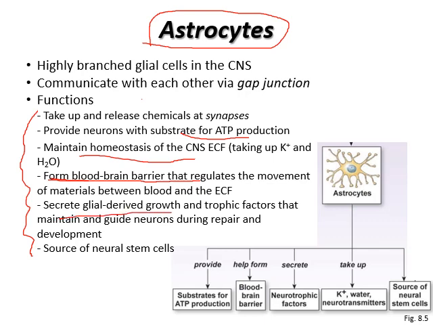They also produce growth factors, and they are a source of neural stem cells. So you can see this is multifaceted. It is kind of like they are the personal assistants of the neurons. They're there to basically make that neuron function, and a lot of the central nervous system function.